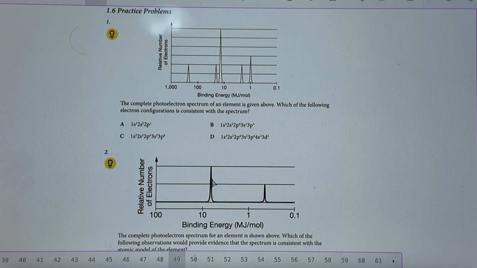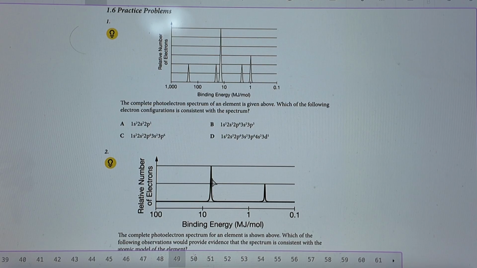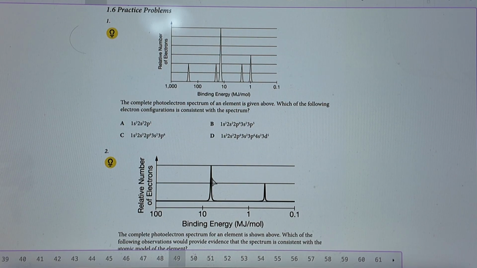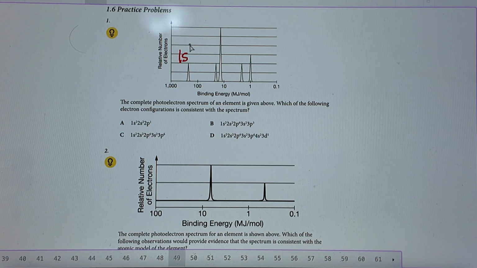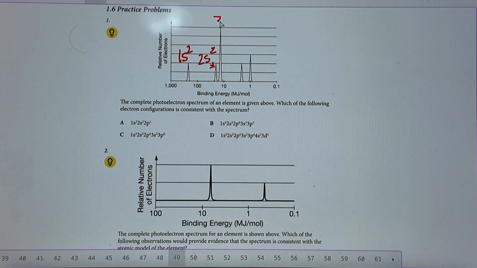Okay, question number 1. It says here, the complete photoelectron spectrum of an element is given above. Which of the following electron configurations? Oh, so this is an easy one. So I would say this is 1s2, this is 2s2 right here. This is 3p, no, not 3.